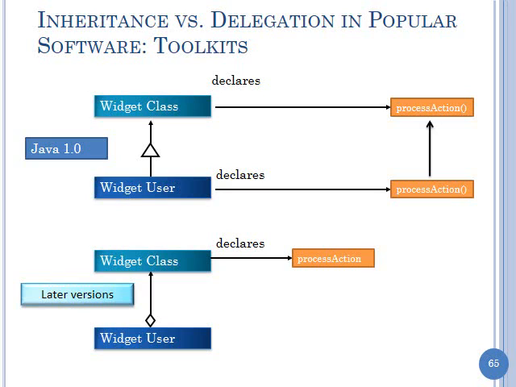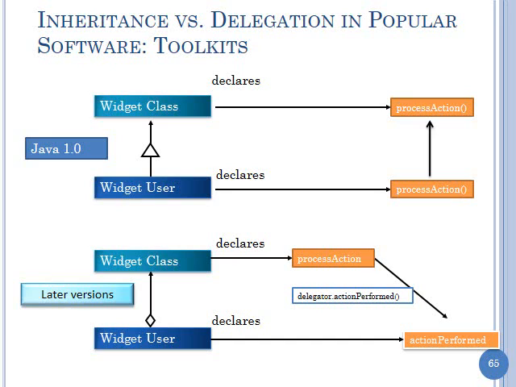And that was 1.0. Then they decided this didn't work very well, and they did it this way, where you just call delegate.actionPerformed. You just made a callback to a listener. This was really the observer pattern. This is 1.1 and later. So they just changed. There was a very, very big change. A lot of programs didn't work after that. This was revolutionary in those times.